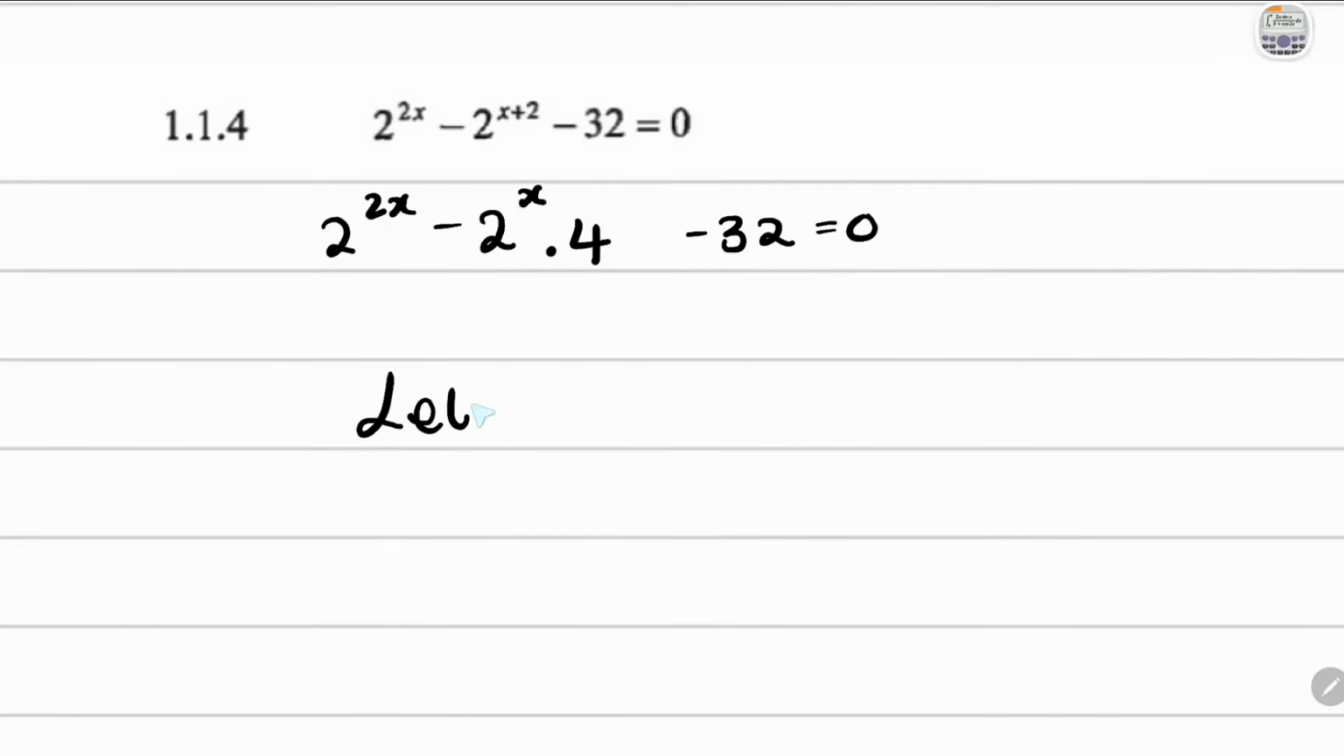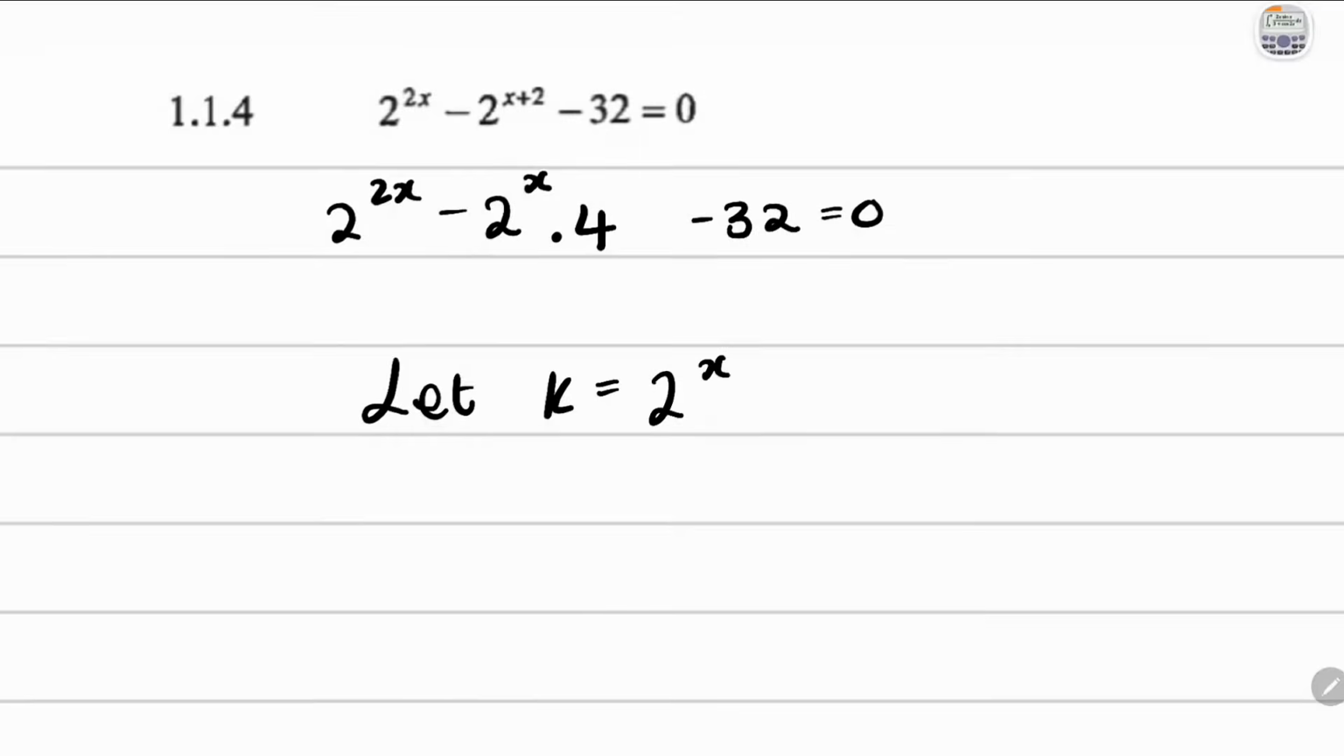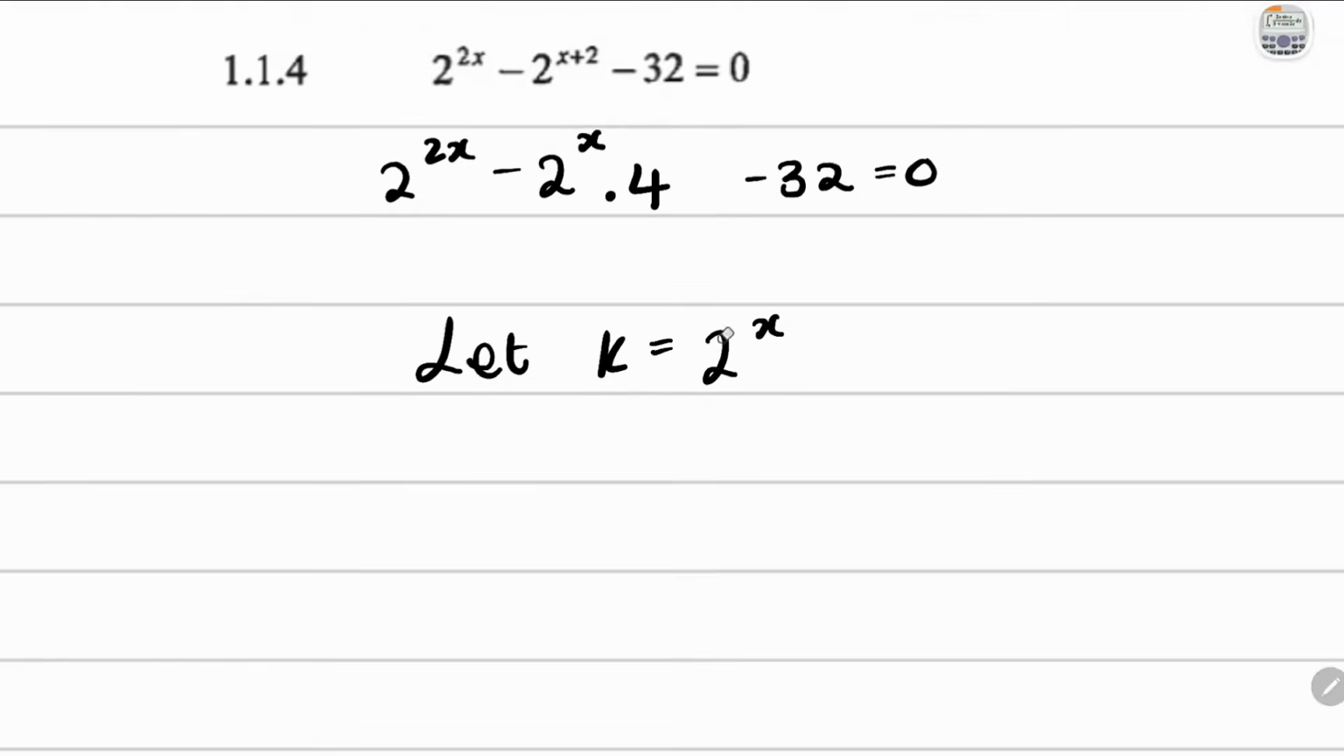And we're going to say, let k be equal to that thing that's being repeated, 2 to the power of x. So wherever we see that, we replace it with k. So we have 2 to the power of 2x here. So technically what that's going to be is, because you have your 2 to the power of x there, that stands for your k. And then you still have an exponent of 2. So that's k squared.